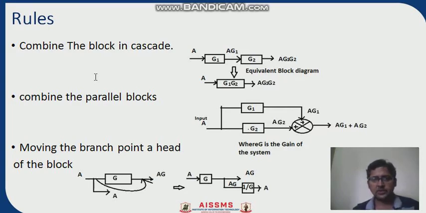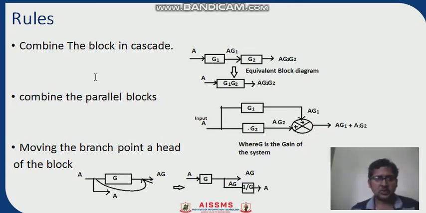First, combining blocks in cascade. On the right-hand side you can see the diagram: A is the input to a system with gain G1, and its output is A multiplied by G1, that is AG1, which is again the input to G2. The overall output of the system is AG1G2. So we can combine the cascaded blocks directly, with A as the input and G1G2 as the combined block, and the overall output remains the same, AG1G2.